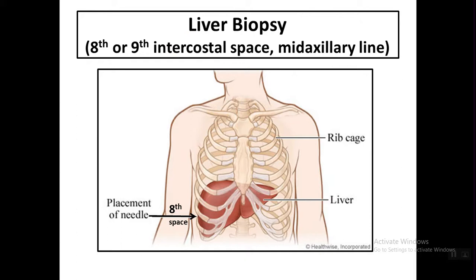If we want to take a liver biopsy, we should place the needle at the mid-axillary line, intercostal space. We choose the 8th or 9th intercostal space, mid-axillary line, to go directly to the liver, and we are trying to avoid the pleural space.